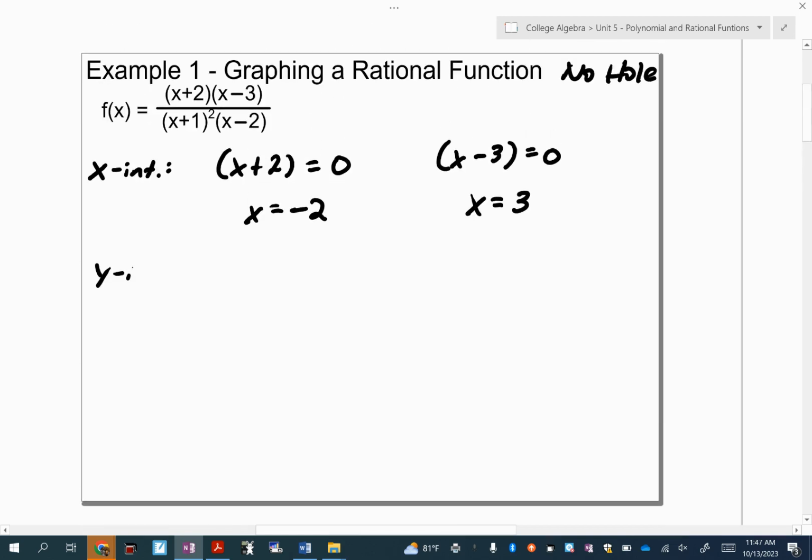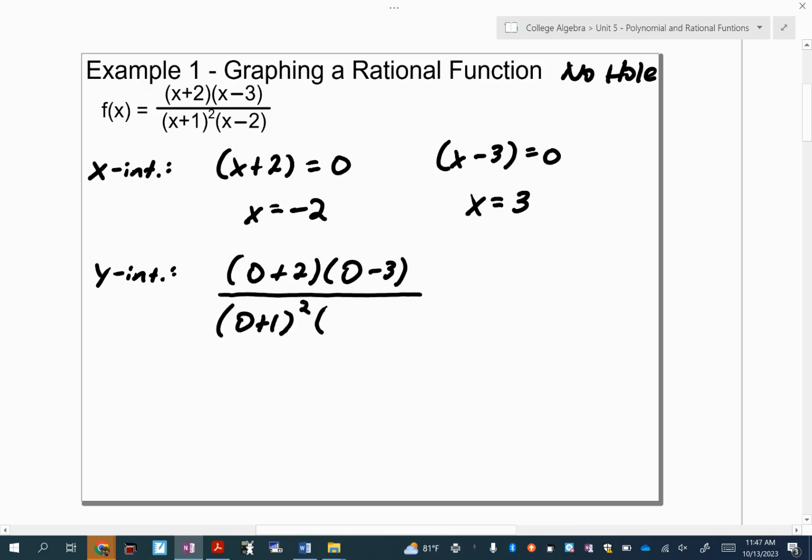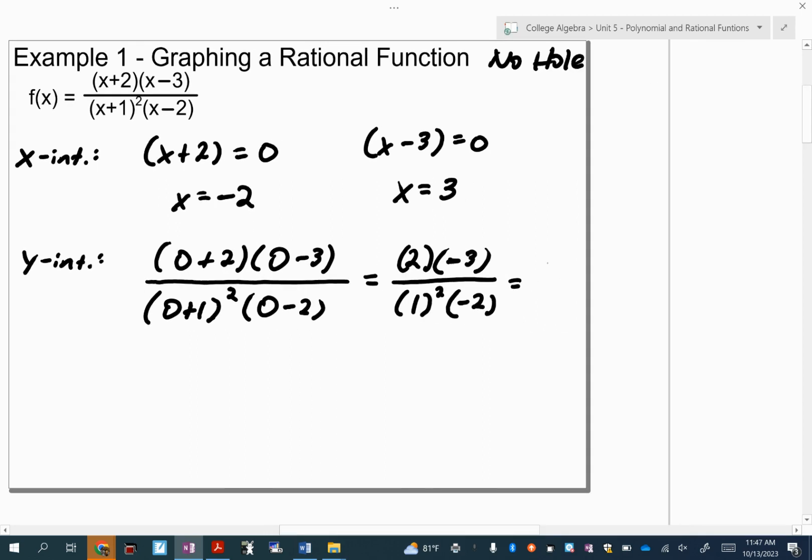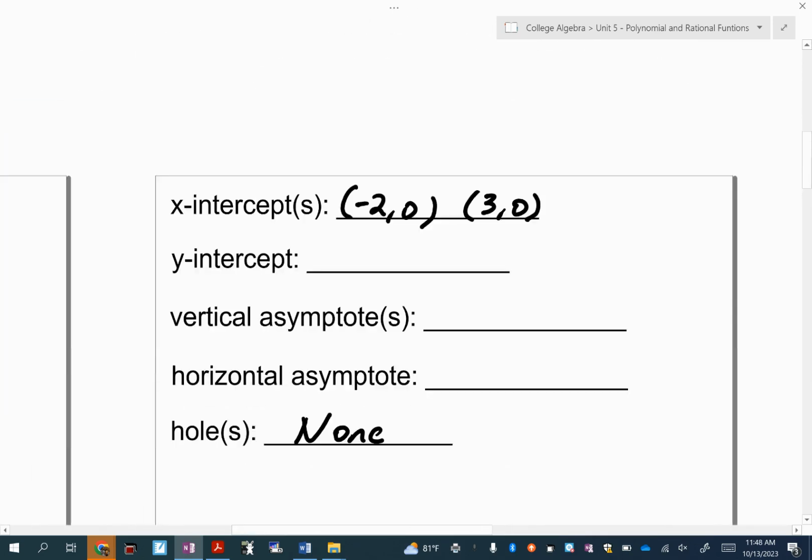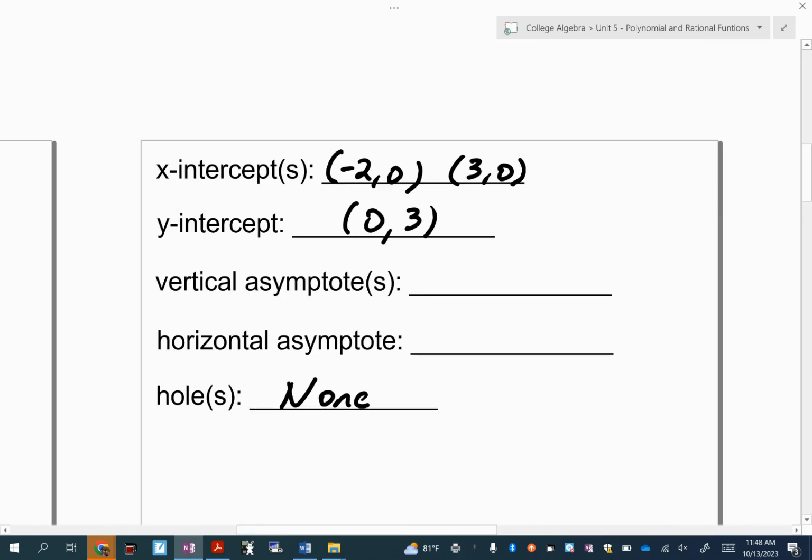To find the y-intercept, we're just going to plug in 0 for wherever you see x. So I'm going to do 0 plus 2 times 0 minus 3, all over 0 plus 1 squared times 0 minus 2. All right, so now I'm going to evaluate this. 0 plus 2 is 2. 0 minus 3 is negative 3. 0 plus 1 is 1, squared is 1. That's going to be negative 2, so this becomes negative 6 over negative 2, which is a positive 3. So my y-intercept is 0, comma 3.